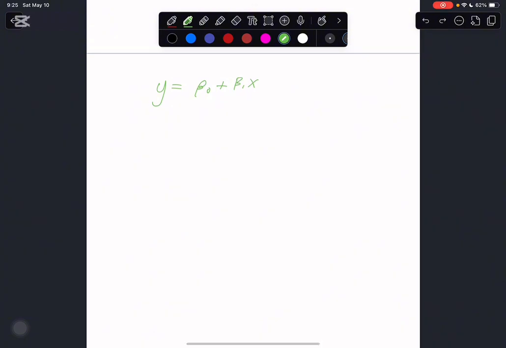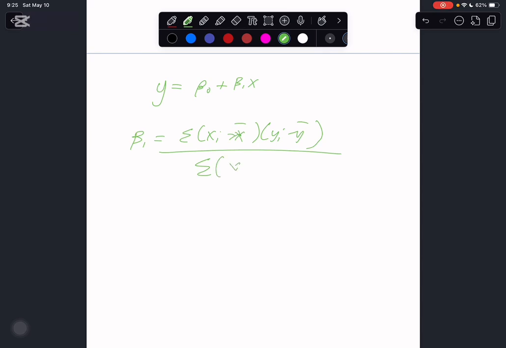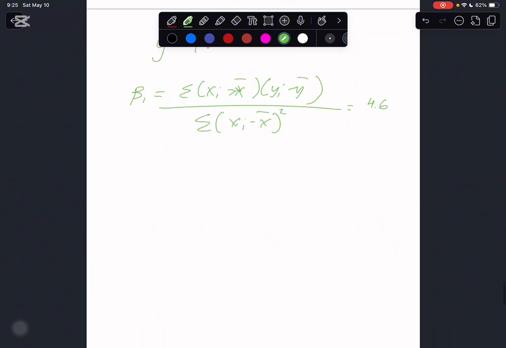Now to find b naught and b1, we said there are two equations, right? First thing you're going to find is b1, which is the summation of xi minus x mean times yi minus y mean, all over the summation of xi minus x mean squared. You're going to get a value. What value did we get? 4.6. I'm just plugging straight away.